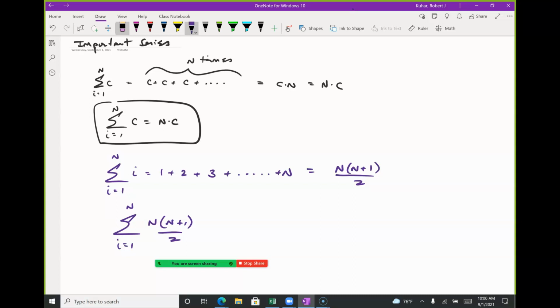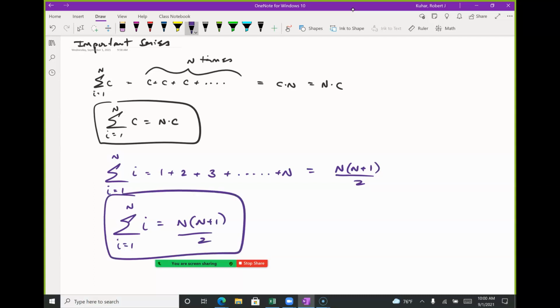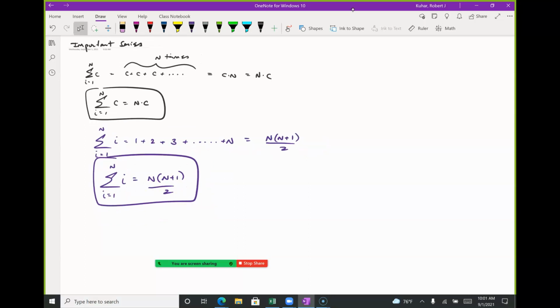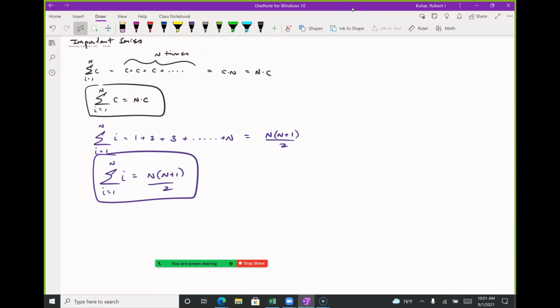So, I'm sorry. The sum of i is what I want here, right? The sum of i equals n times n plus 1 all over 2. So that's the second one I want to memorize. Oh, why is it over 2? I'm going to prove it to you.